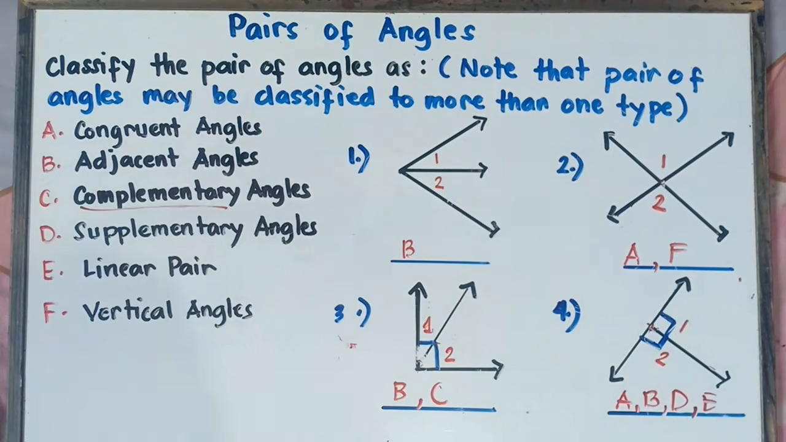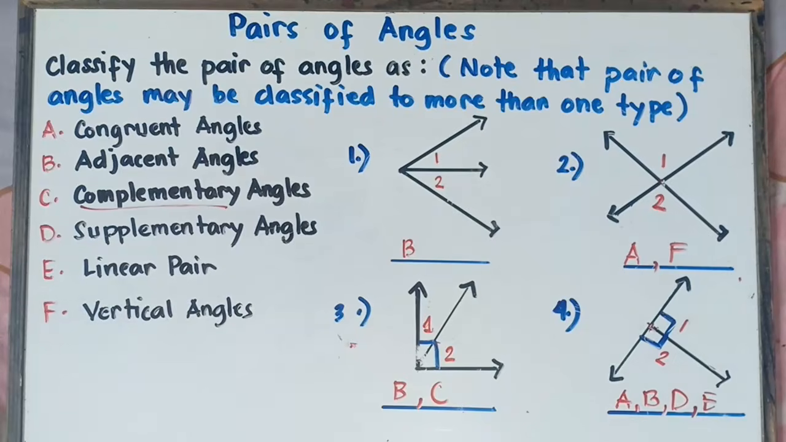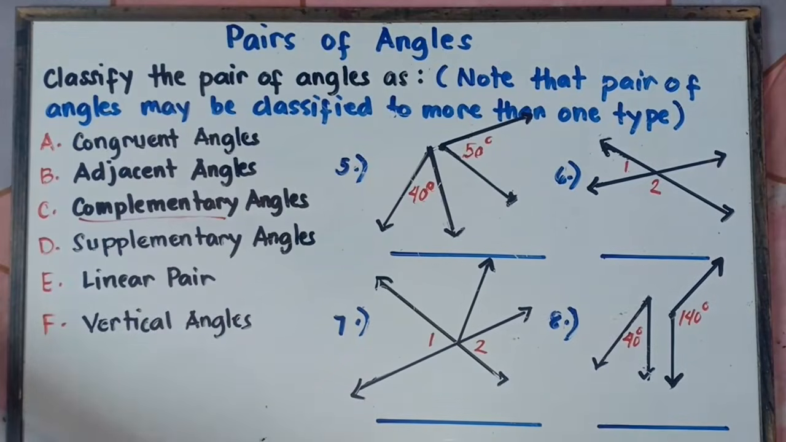Can you call this one vertical angles? Nope. You can never call that one vertical angles. So we have four answers: congruent angles, adjacent angles, supplementary angles, and then linear pair. Alright, so let's proceed now to example number 5.